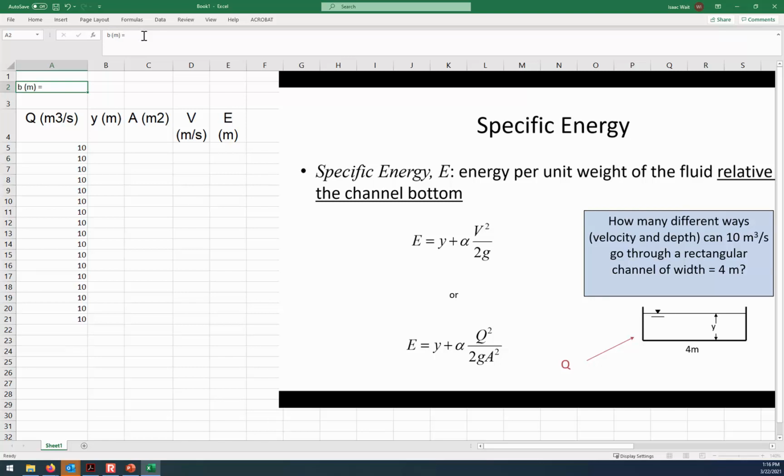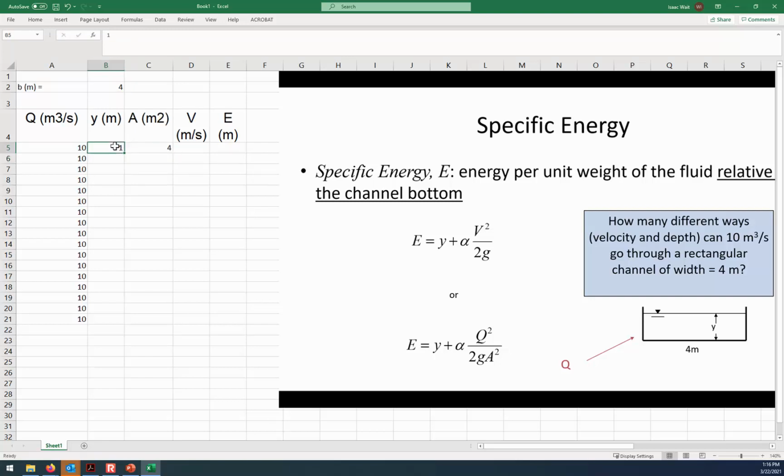The bottom width is 4 meters. Okay, so maybe, depending on how steep it is, our depth is 1 meter. If the depth is 1 meter, then the cross-sectional area would be the depth multiplied by the width of the channel. And I just anchored that reference so that when I drag it down through, it'll always look up there.